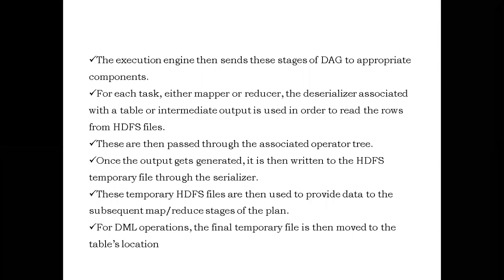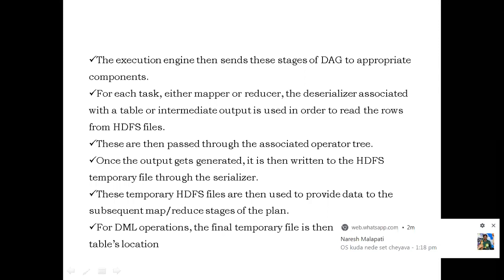After reading the rows from the HDFS files, the rows will be passed to the associated operator trees. We have said two types of operator trees will be there in the execution plan: mapper operator tree and reducer operator tree. First, the rows read will be passed to the mapper. The result of the mapper will pass to the reducer. After that, the reducer will generate the final output. That final output will be stored in the temporary file in serialized format.